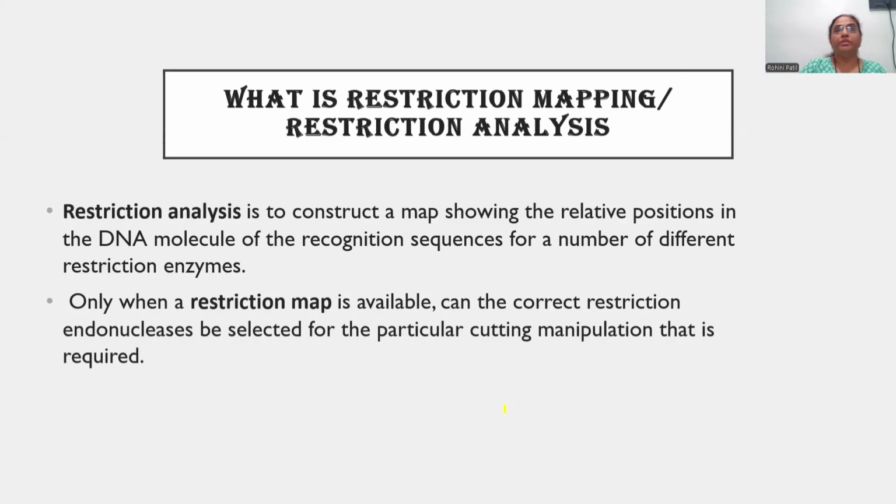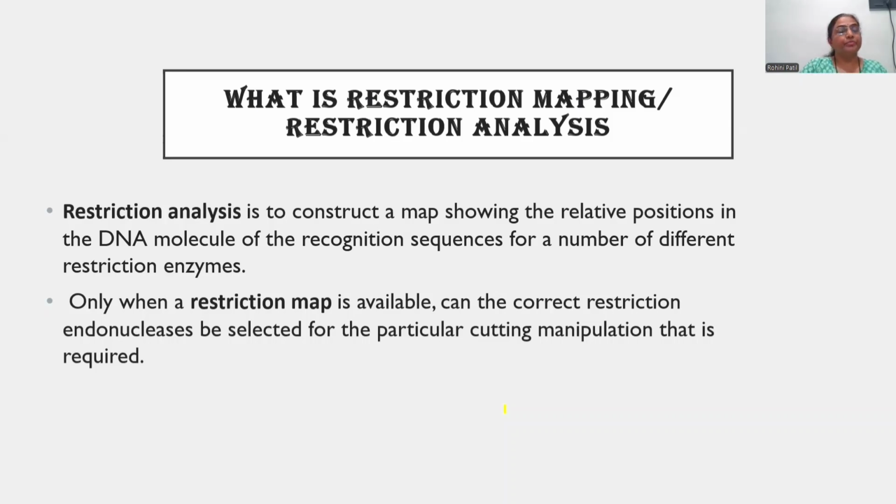Now, we know the term map, okay? The map of a country means what? It is going to allocate the number of states and the number of districts in a particular state. That is going to be called a map. That is the mapping; it is nothing but an allocation.